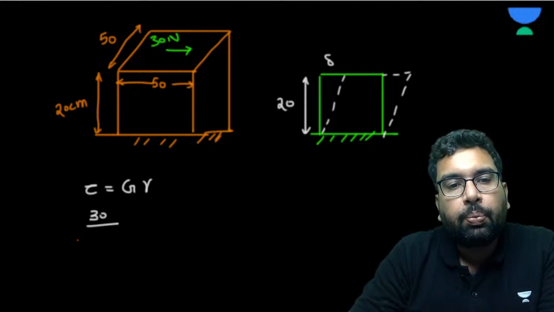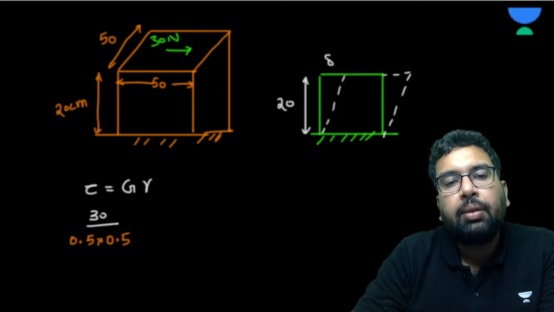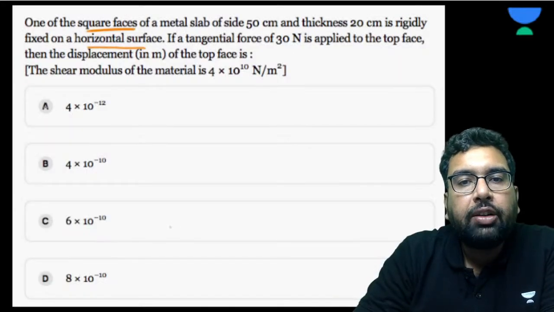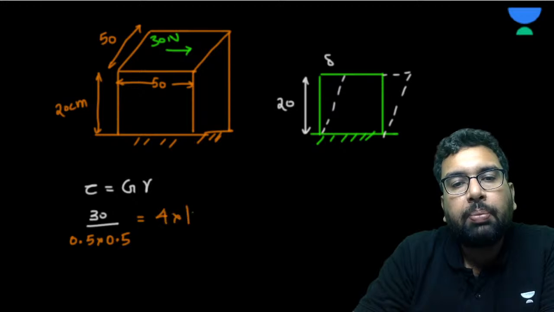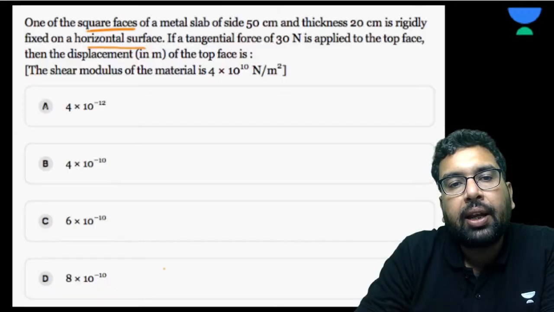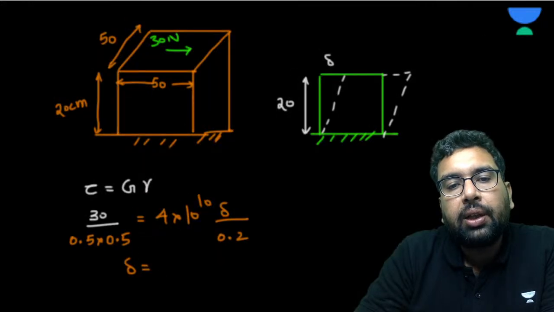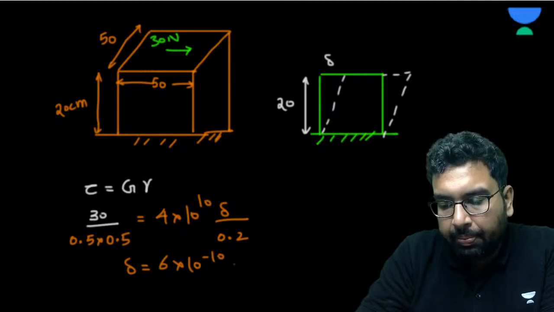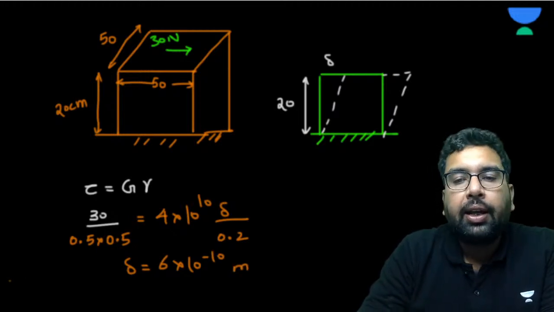So can we write it as 0.5 into 0.5? Because we have to ultimately find the answer in meter. Now what is G? G is 4 into 10 to the power 10. And what is this gamma? This is delta upon 0.2. So from here when we are solving, we are getting delta is equal to 6 into 10 to the power minus 10 meter, right? Is it fine to everyone?